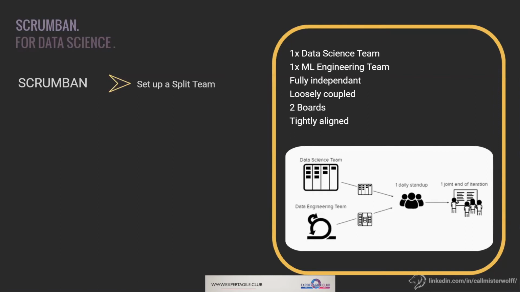You'll also notice that by splitting the teams, you can use Scrumban for the data scientists and maintain Scrum for the engineers. So we can use 2 different ways of working across the same project, which allows 2 different teams that operate in fundamentally 2 different ways to continue to operate in 2 different ways and not compel them to work the same way.